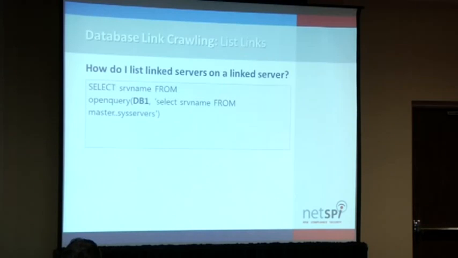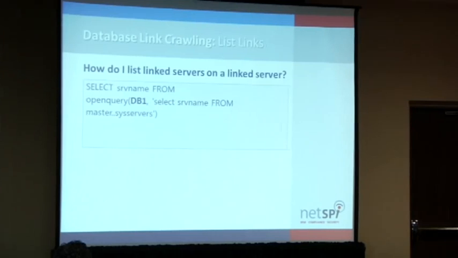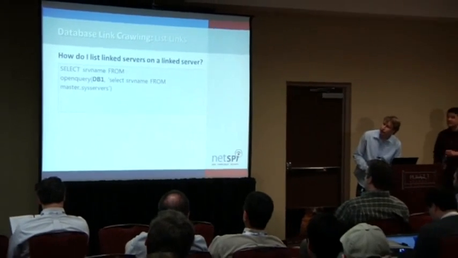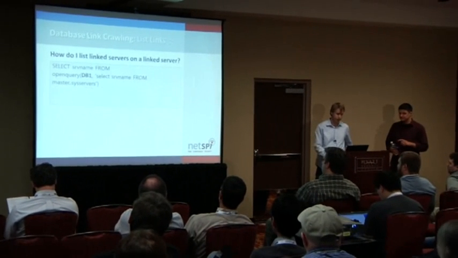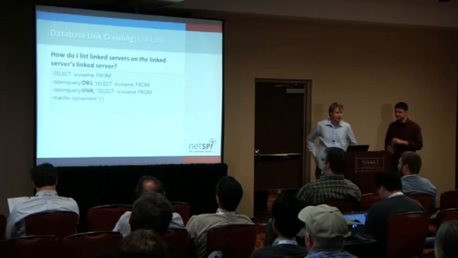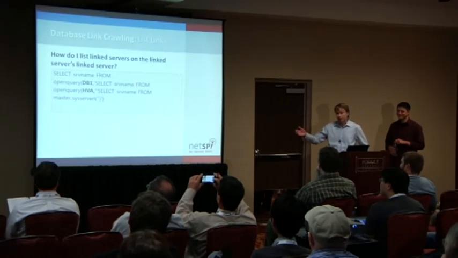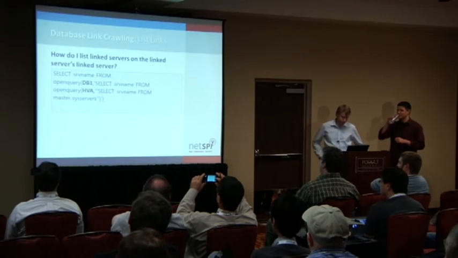So how do you use the OpenQuery? If you get access to database 1, the initial database, you can select data from the linked server by using the OpenQuery. So you can do select server name from OpenQuery DB1 and then select server names from there. What this query actually returns is not the linked servers on the first server, but on the linked server. And the same way, you can list linked servers on the linked server's linked server. So you can just build longer queries when it follows the link path.